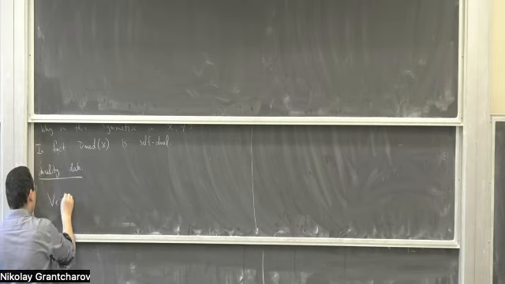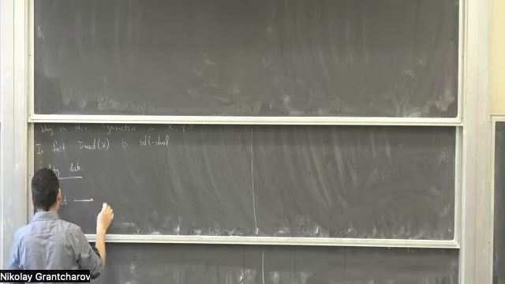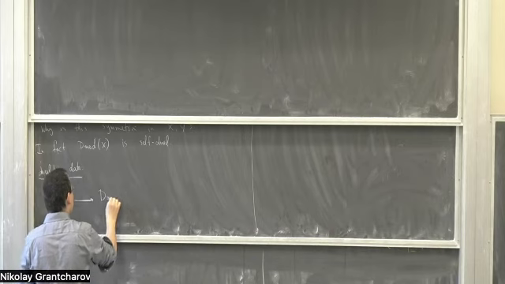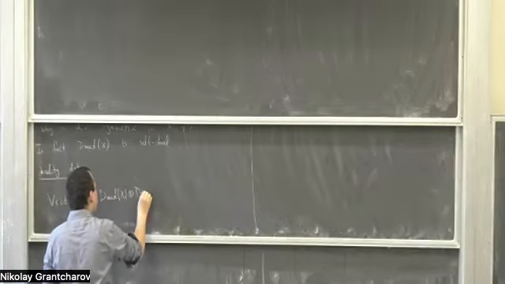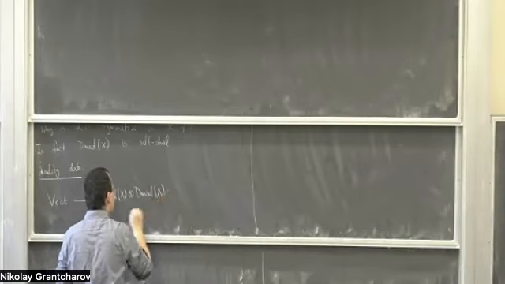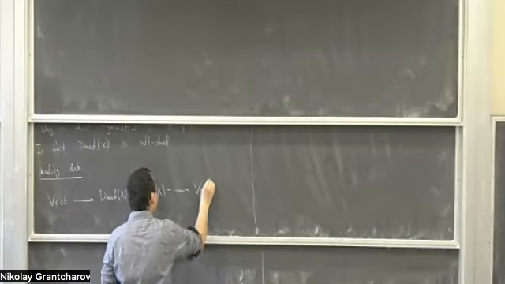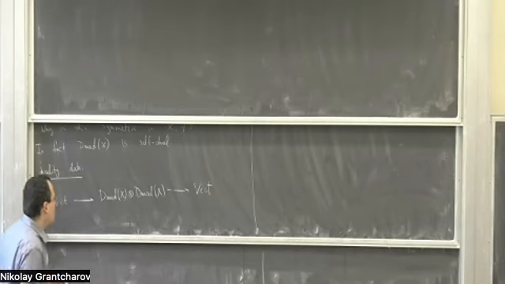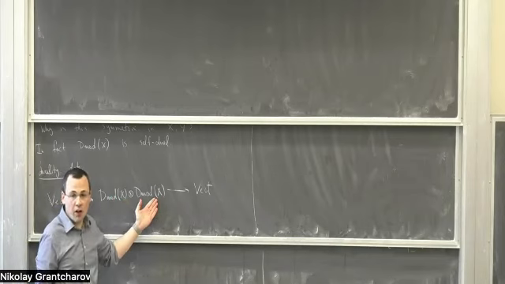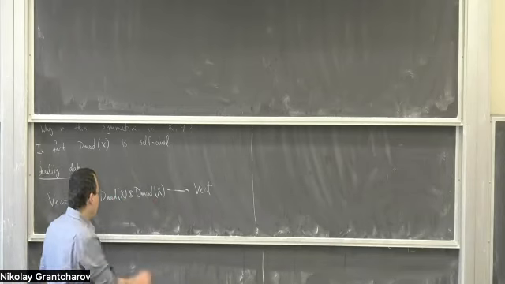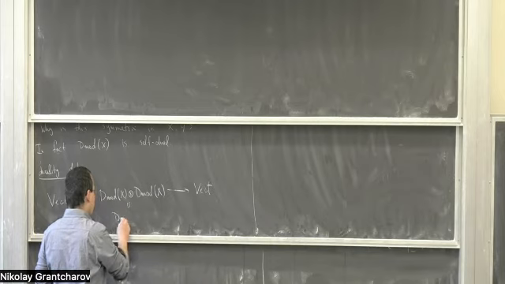Well, what do we need to do? We need to give a functor from Vect to D-modules on X, and then down to Vect. The key point is that, under our assumptions, in fact much more generally, D-modules on X tensor D-modules on Y is equivalent to D-modules on X times Y.